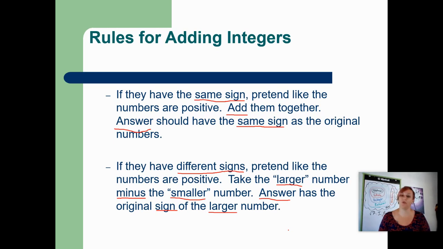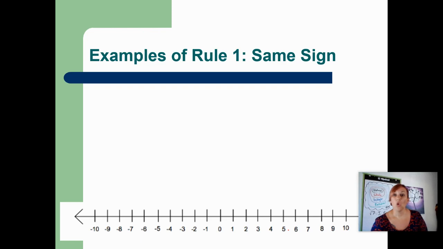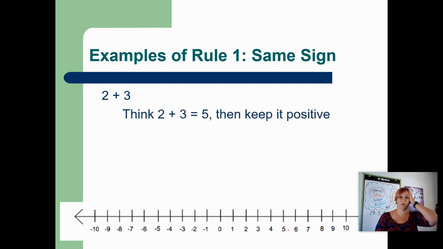I'd like to show you a couple examples so you understand a little bit better what I'm talking about. We'll start with our first rule, which is two numbers with the same sign. If I see the problem 2 plus 3, I need to notice that both numbers are positive. Because both numbers are positive, in my head, I'm going to add them. 2 plus 3 is 5. Because both numbers were positive, I'm going to keep it a positive. 2 plus 3 should equal positive 5.